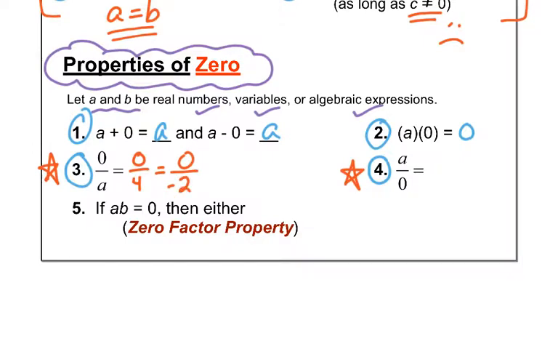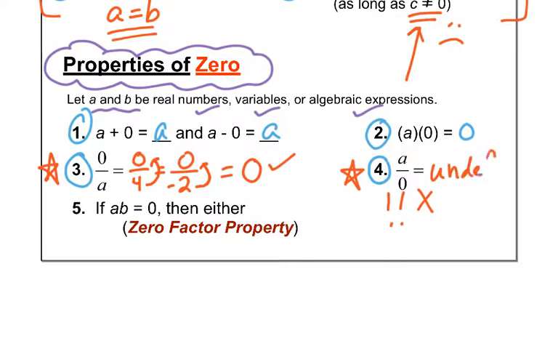Because basically, if you remember, folks, with division, you're asking yourself, how many times does the bottom number divide into the top number, right? How many times does 4 divide into 0? How many negative 2's can I put into 0? And the answer is always, as long as 0 is on top, the answer is 0. Number 4, dividing by 0 is very bad, like we said up here on top. Dividing by 0 is bad. We just can't do it. So we say it's not defined, or we say it's undefined.